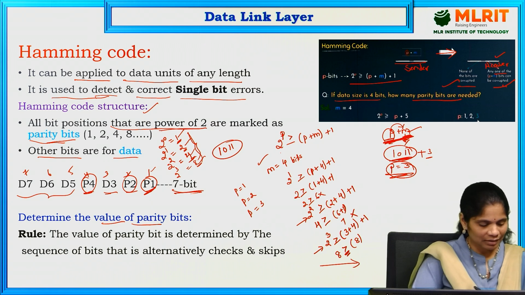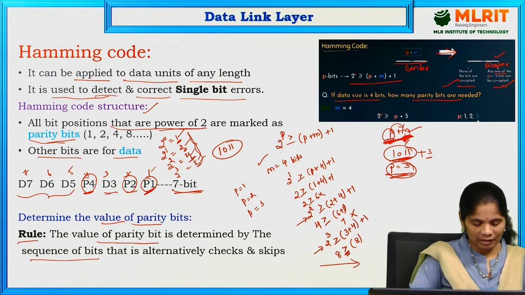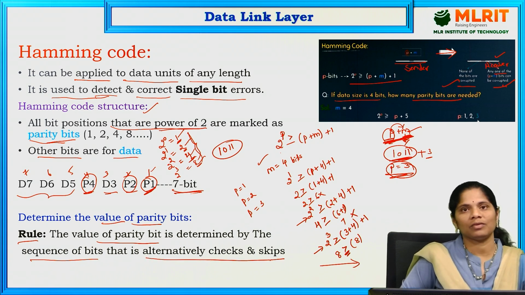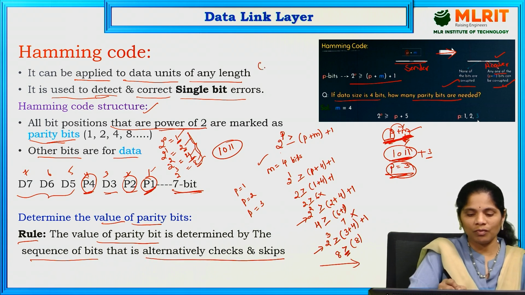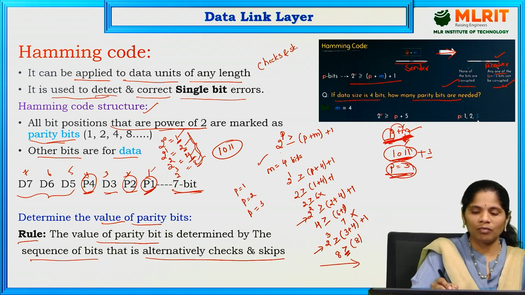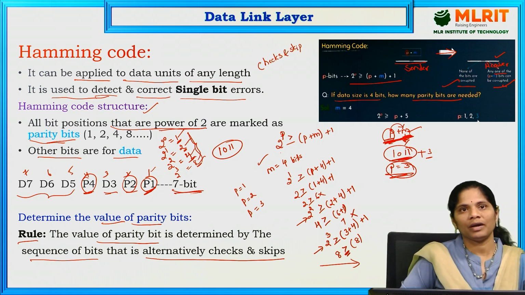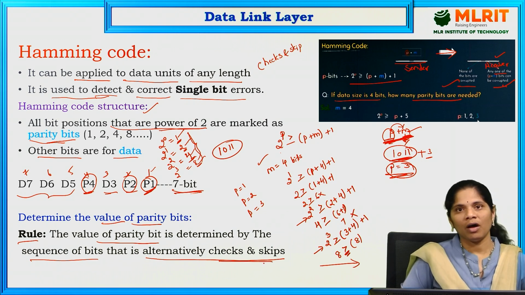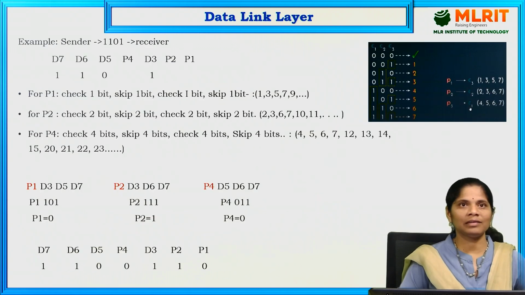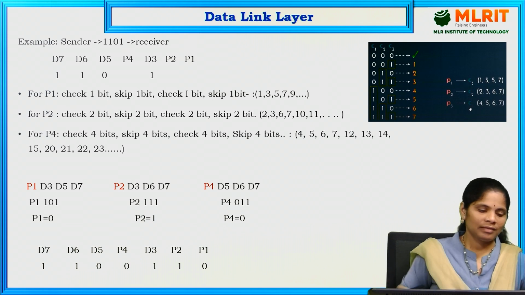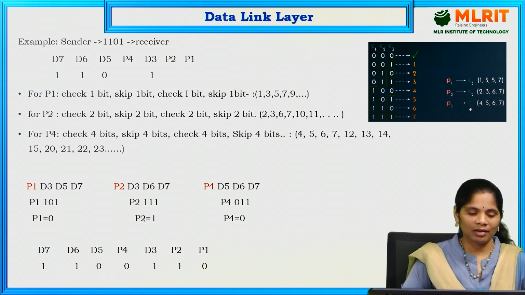For that, the rule is that the value of the parity bits can be determined by the sequence of bits, alternately checking and skipping. We have to follow the check and skip method. Means for finding P1, P2, P4, we have to use the check and skip method. How do we follow that method? Let us see now with an example. See here, the sender is there. Here is the receiver.